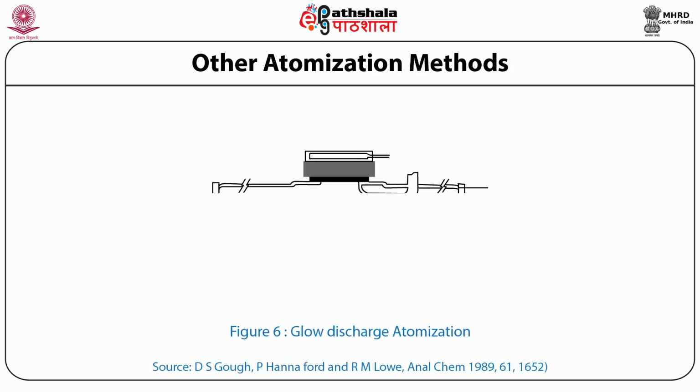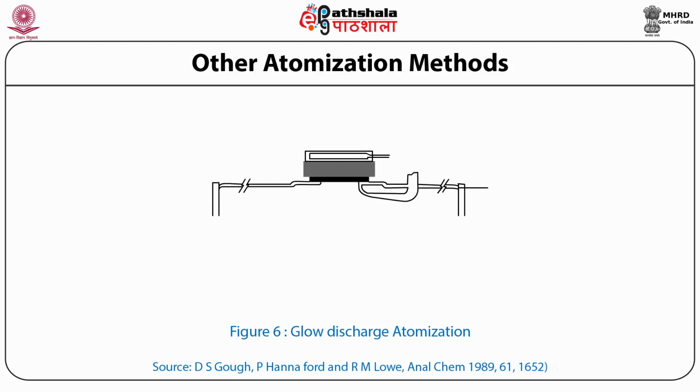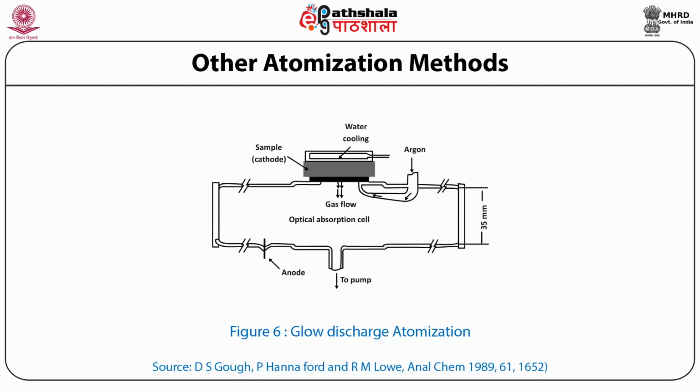Here we see a schematic diagram of glow discharge atomization, where a sample is fed into the cathode and argon gas is pumped into the cathode surface. In addition to the gas flow, there is a water cooling system to keep the cathode cool, which is attached to an optical absorption cell to catch the emission or radiations produced from the sample.